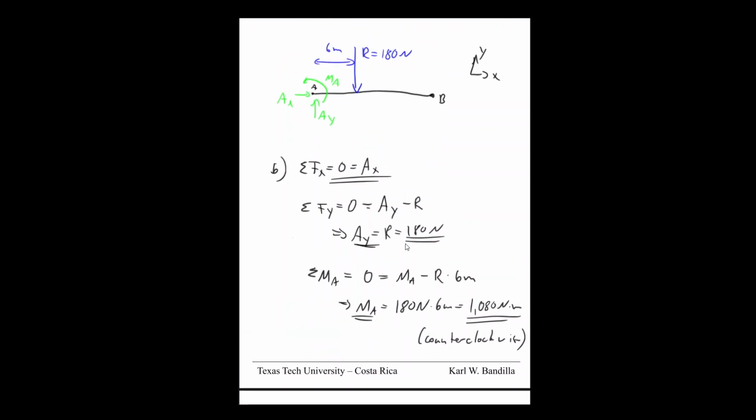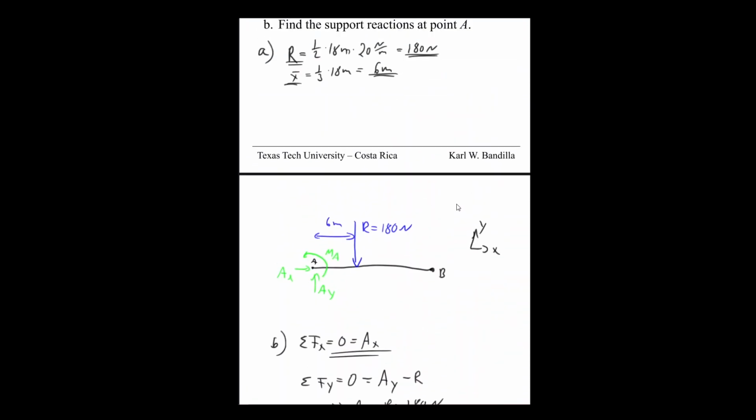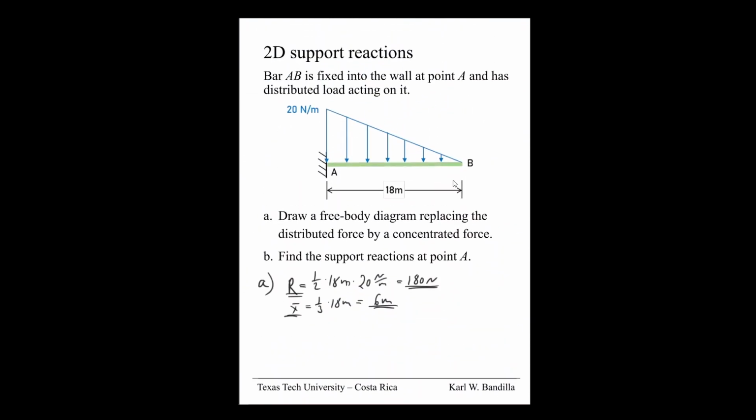That was very easy. Now, if we wanted to do a test here, right, then we would do a moment around B, and we could get a result there, but we'll skip that for this time. All right, so this was a problem with a 2D support reaction where we had a fixed support at A and then a triangular distributed load.